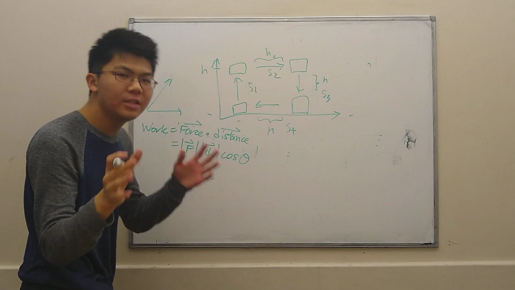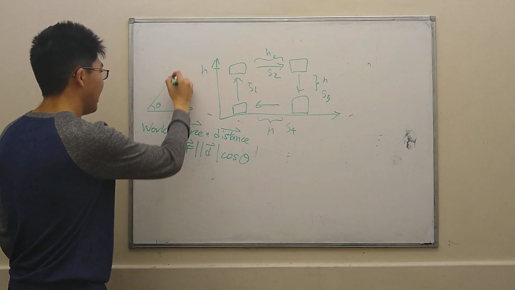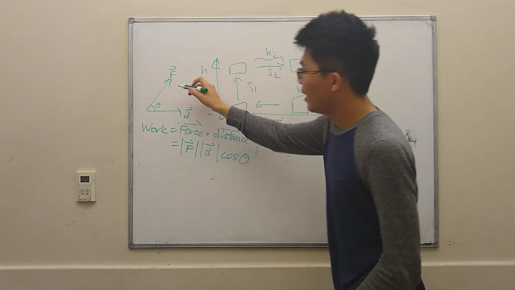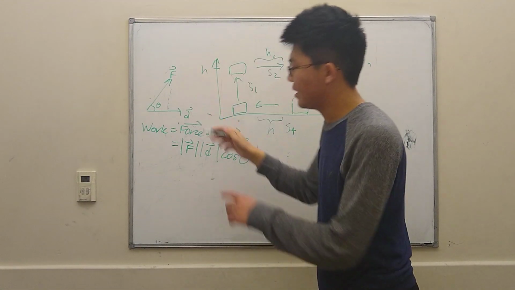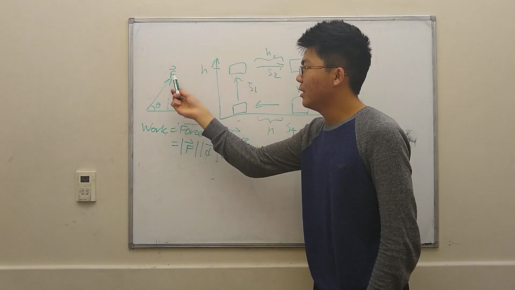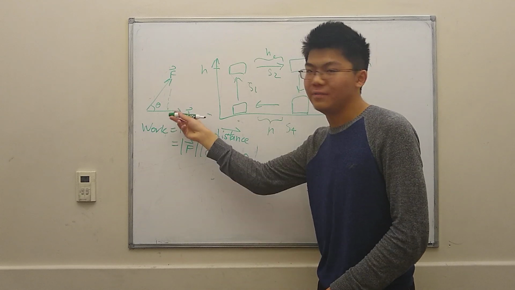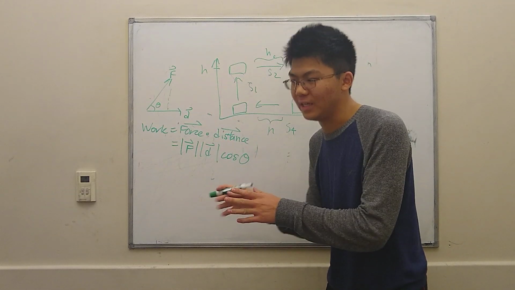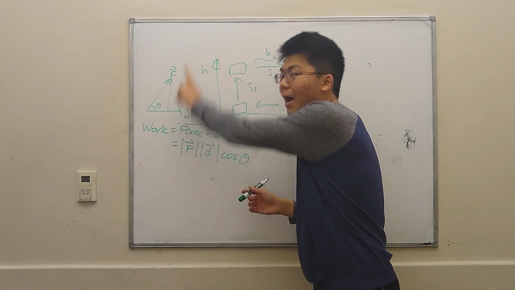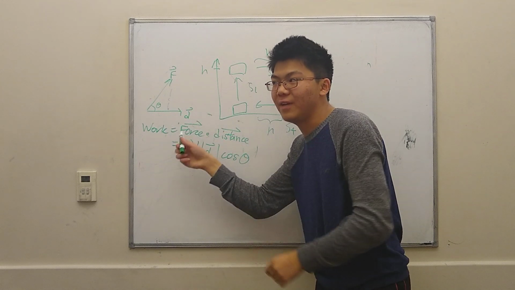And so here is what it looks like. This is your vector D, this is your angle theta, and this is your vector F. And so we're just trying to, in physics, when we talk about work, we're only concerned about the portion of the force that is in the direction of your distance that you're moving. So we're not concerned about the other direction of force that goes upward. That is not related to the direction of the vector D.